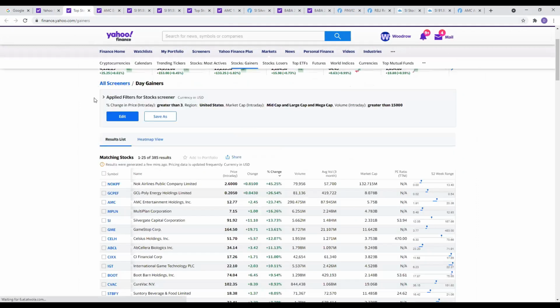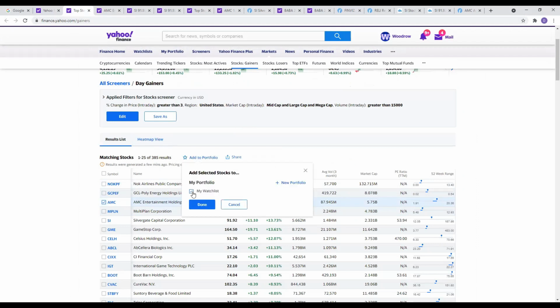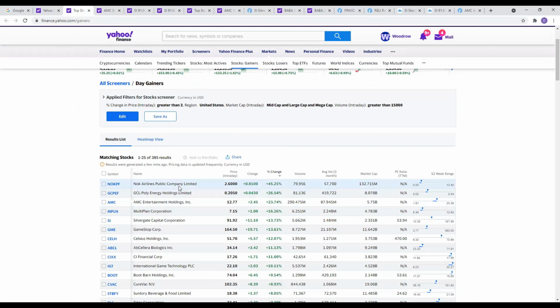So I'll go here, AMC, add portfolio, add to my watch list. When I add this stock to my watch list, I will be able to monitor the performance of this stock over a period of time.